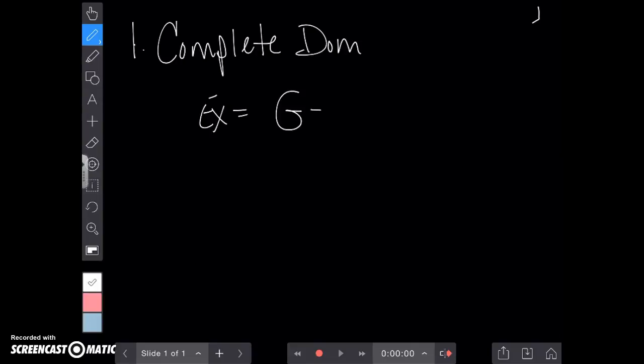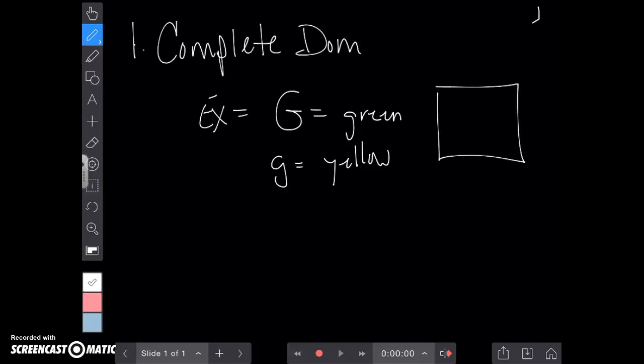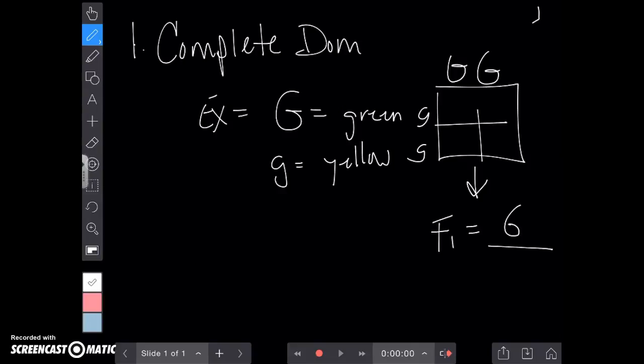A capital G is green, a lowercase g is yellow. We do a Punnett square. If we have a cross between a true breeding purebred green with a yellow plant, so I've got capital G, lowercase g, 100% of the F1 generation still should be the color green, but their genotype is that. Phenotype, what do they physically look like, is green. That's an example of complete dominance.